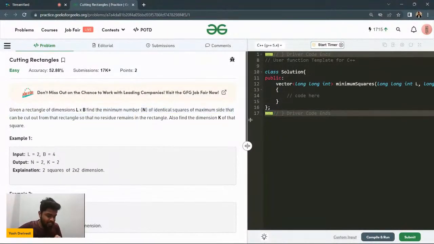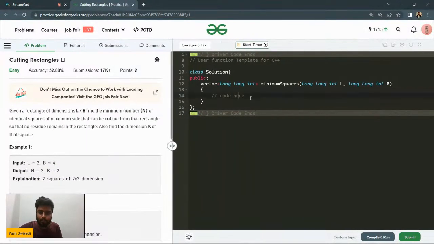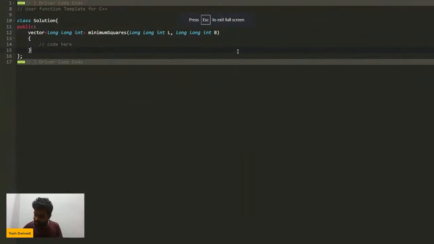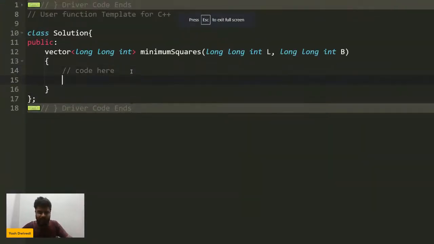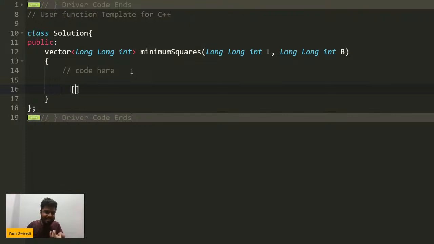Now, please write code in the chat. Let's quickly write the code for this particular problem as well. So I will open this editor, and you can see what they are asking: they are asking us to return a vector. In this vector, you have to return the number of squares and the length of X.